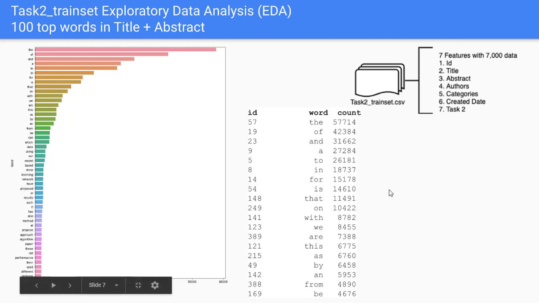So it means that if you would like to get the important words as features, we must eliminate the stop words. The stop words are such as the, of, and, a, to, in. These do not have a special meaning in the sentence. So actually we can eliminate the stop words.